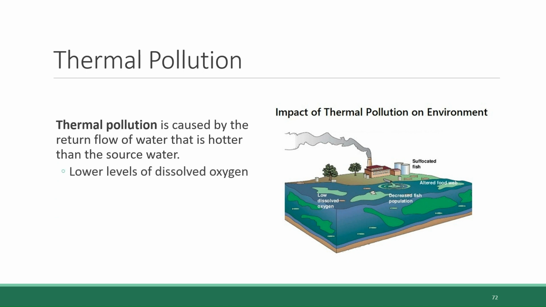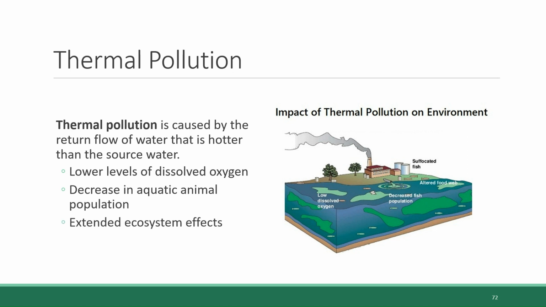This thermal pollution can cause several consequences. One of them is lower levels of oxygen dissolved in the water. As a general rule, the warmer the water, the less gas remains dissolved in it, and this includes oxygen. As a result, with less oxygen available, the population of aquatic animals like fish can decline, and this can have extended consequences for the ecosystem.